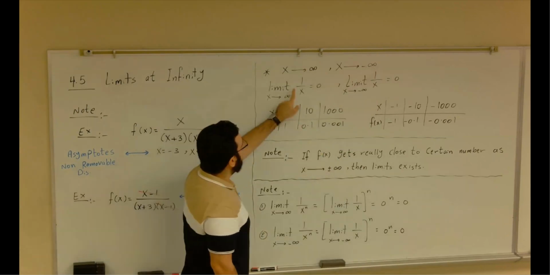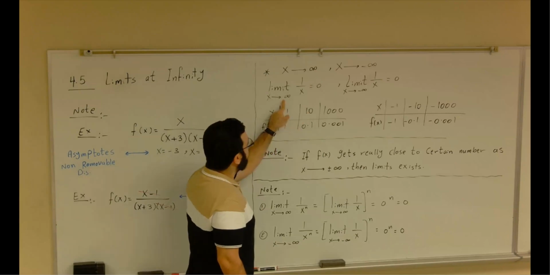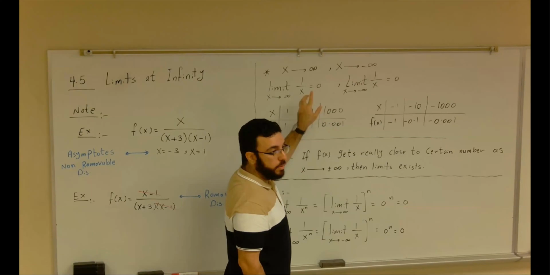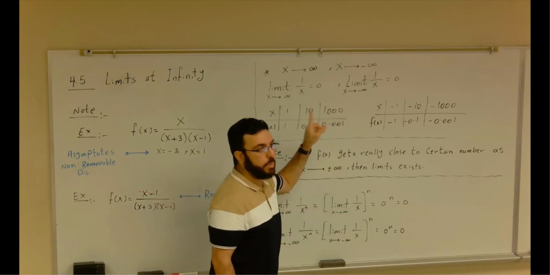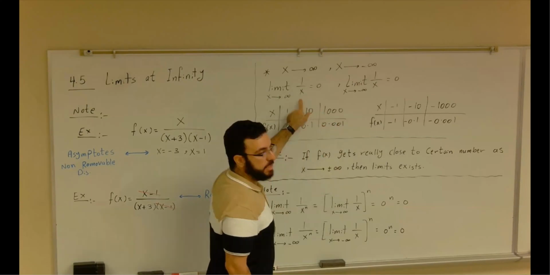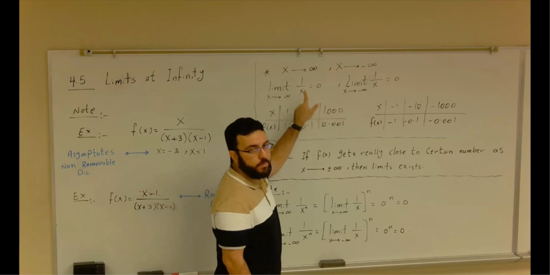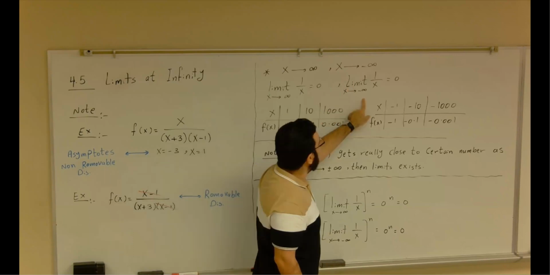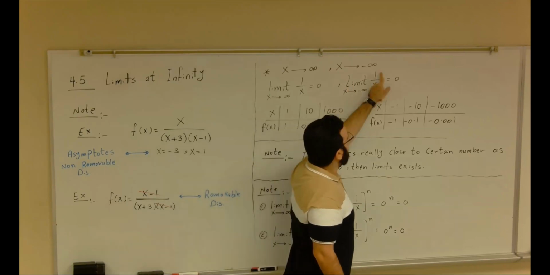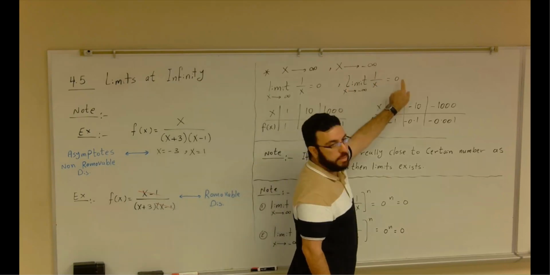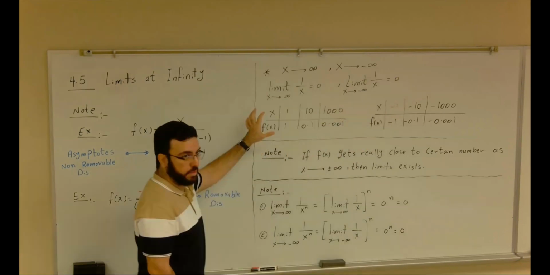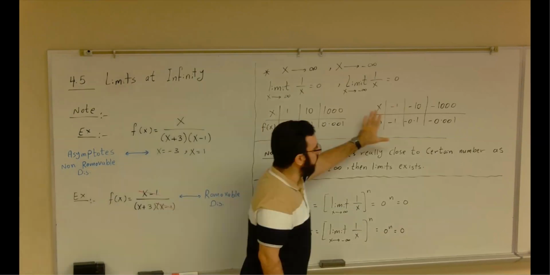Always the limit for 1 over x for infinity and negative infinity equal what? 0. So this is a rule, not just the one. If you have 4 over x, limit to infinity, 4 over x, the result is going to be 0. If you have the limit x going to negative infinity, 1,000,000 over x, the result is going to be 0. So this looks like a rule. We're going to use it. And here's the proof for that.